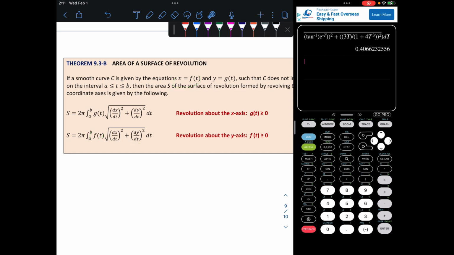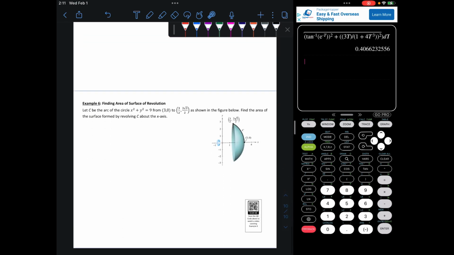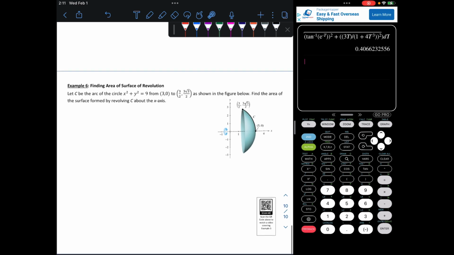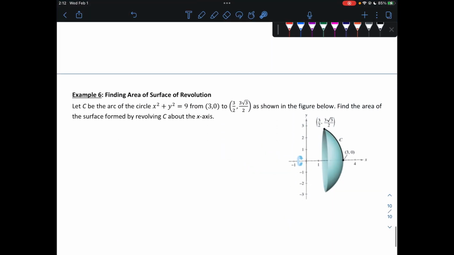So let's take a look at one last problem today. I got my calculator up here still. We're going to need that for our next problem probably. Actually, I might be able to do this one without a calculator. Let's see if we can.